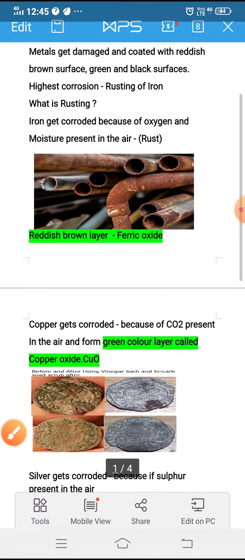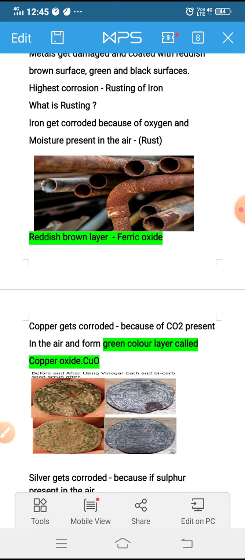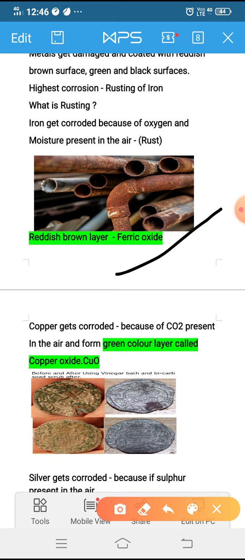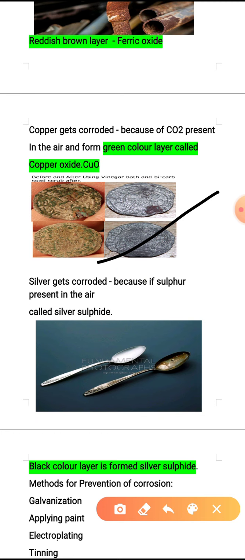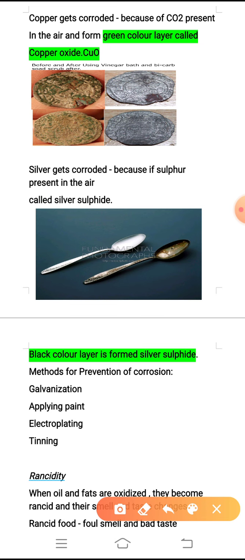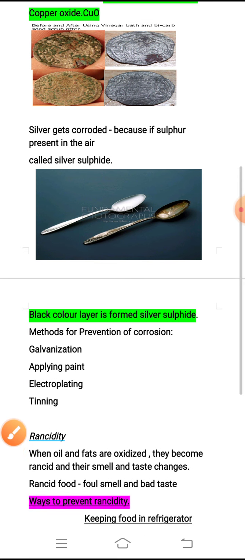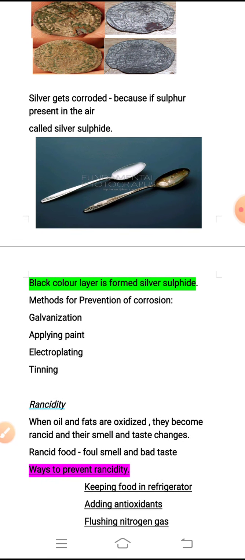So now we have observed three metals which are being corroded. The first one is iron, which undergoes rust. A reddish brown layer is formed. Second, copper being corroded. A green color layer is formed. It is because copper reacts with carbon dioxide present in the atmosphere. And third, silver being corroded because of the sulfur present in the air. It forms silver sulfide, and the change in the color is that the silver changes its surface to black color. So now we have observed the different ways of corrosion with the different metals.